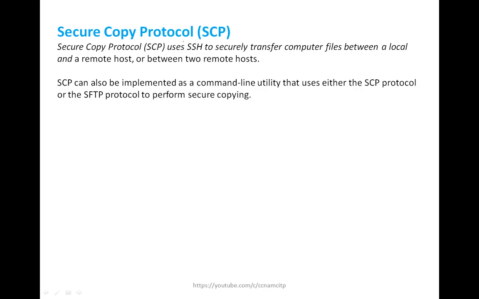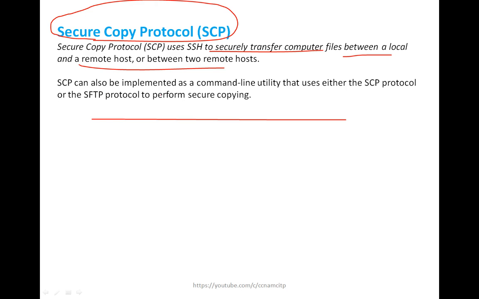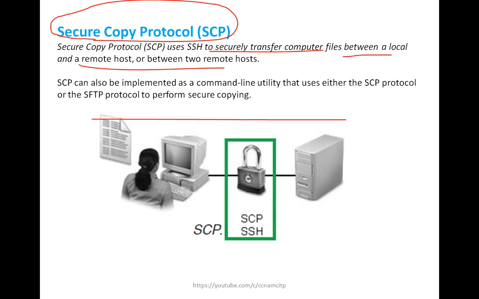Next one, guys, is Secure Copy Protocol, SCP. What does it mean? Secure Copy Protocol uses SSH to securely transfer files between a local and a remote host, or between two remote hosts. Again, it is a mechanism or protocol used to transfer files. SCP can also be implemented as a command line utility that uses either the SCP protocol or the SFTP protocol to perform secure copying. The meaning is very simple here again. Certain data is kept here, and we can use SCP or SSH to access or copy that data.